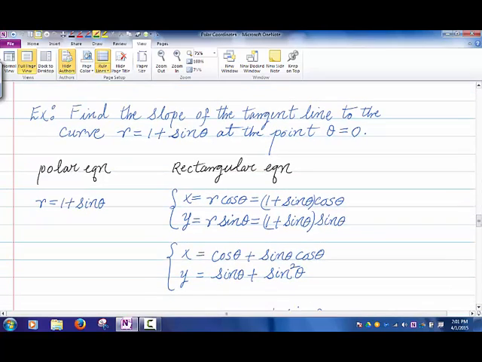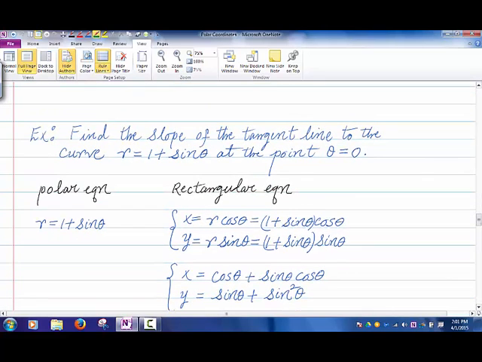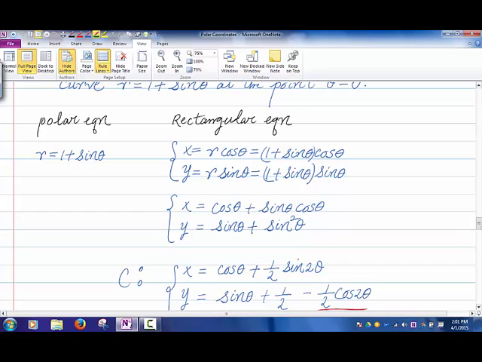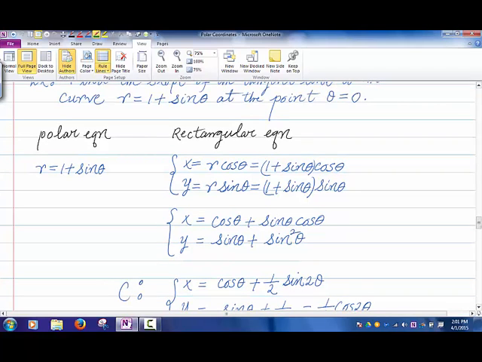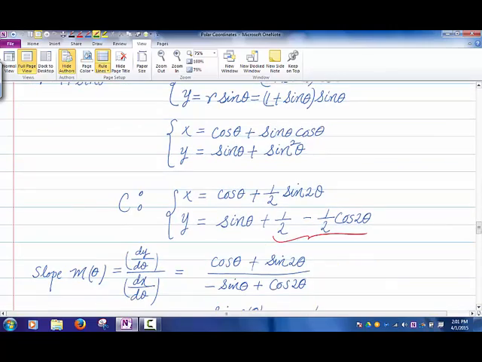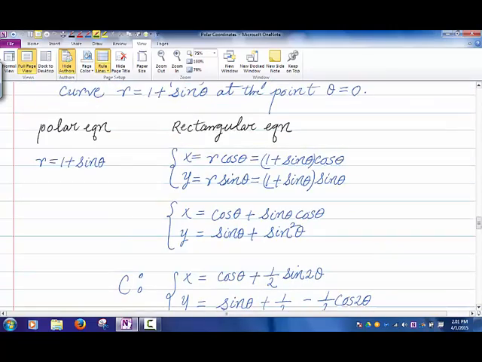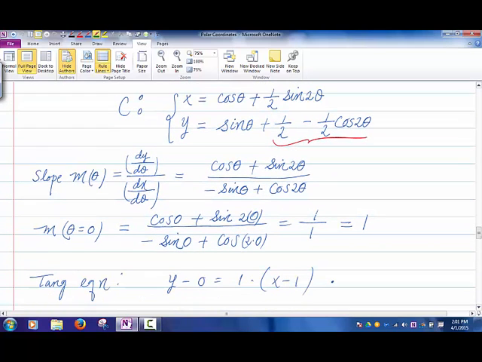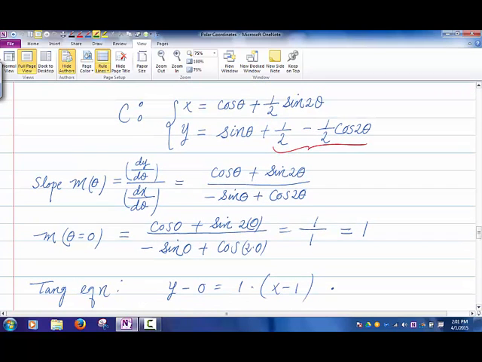if I look at the polar equation, I can express it as a parametric curve by taking x to be r cosine theta, y to be r sine theta, and replacing r by 1 plus sine theta. And we did that, and we got that the polar equation is equivalent to this parametric curve: x equals cosine theta plus half sine 2 theta, y is sine theta plus half minus half cosine 2 theta. Of course, we did some work there to come to that point.